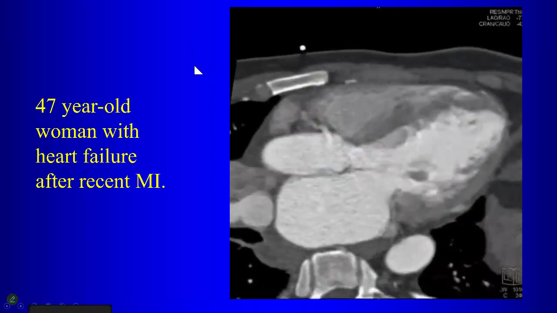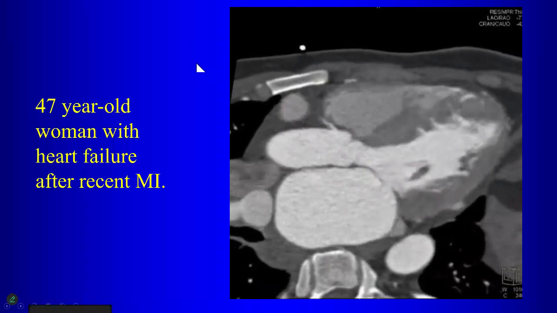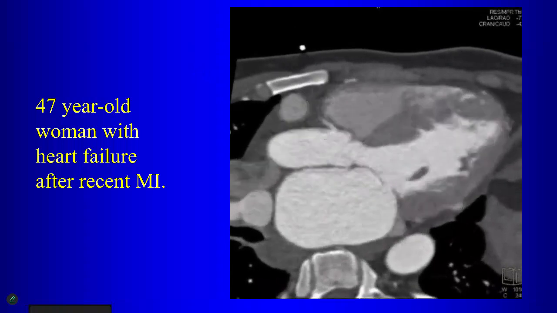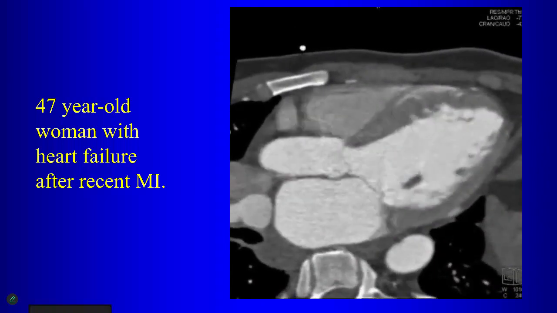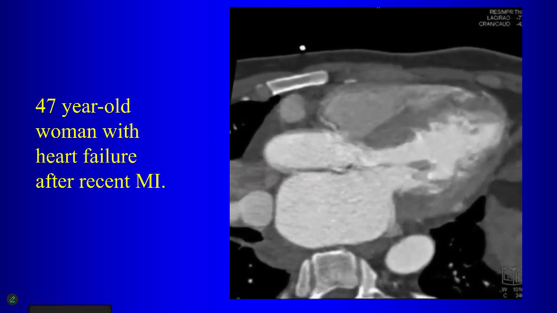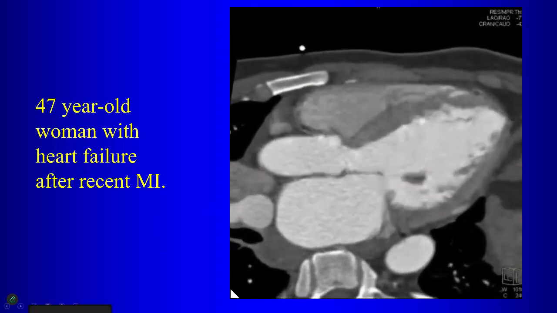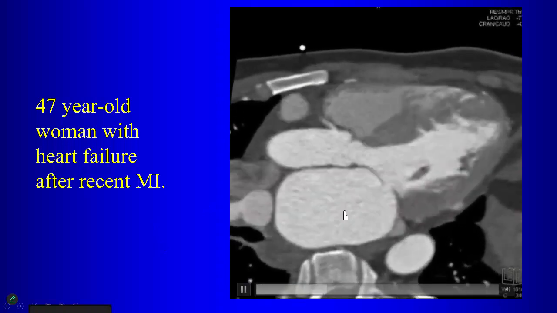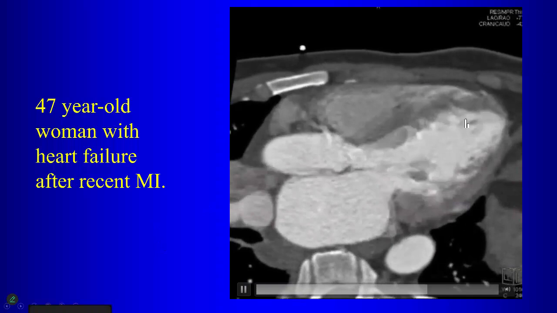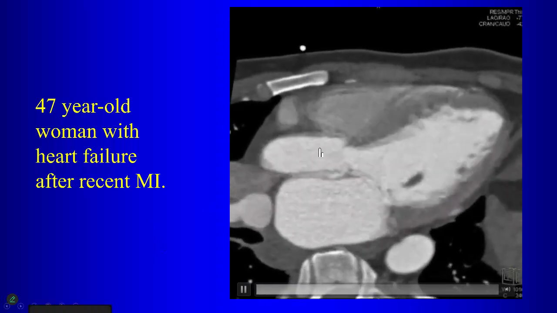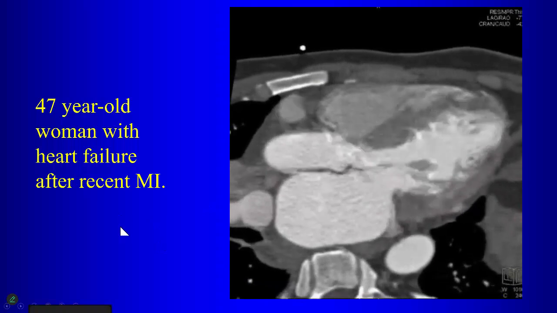Okay, so this is a 47-year-old woman who has heart failure, another patient who's had a recent myocardial infarct. First, what kind of study is this? CT. Yeah, so this is retrospective gated cardiac CT. What kind of view is this? Yeah, it's a left ventricular outflow tract view. So this is the left atrium, LV over here. That's the aorta. Okay. So what do we have?